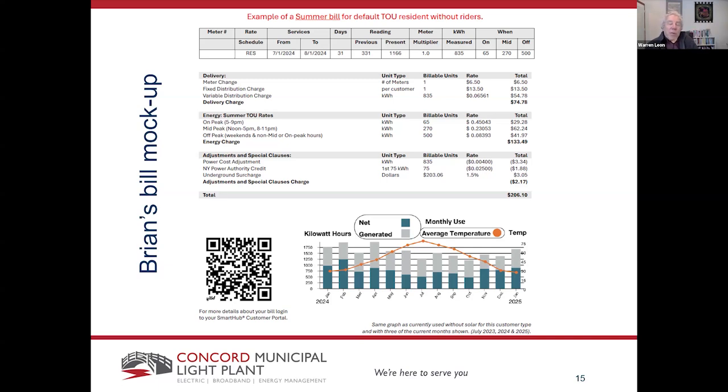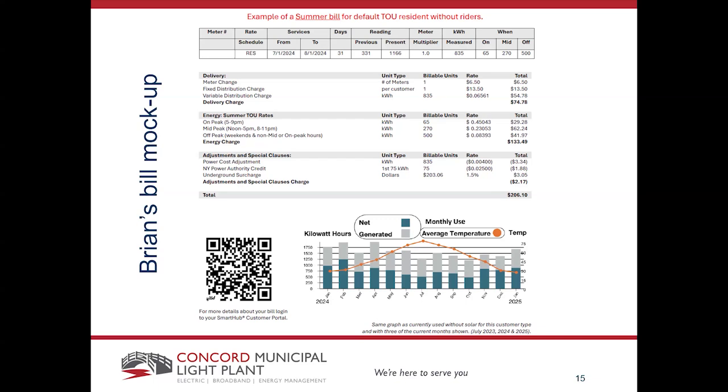So I think those are the two alternatives. My preference would probably be to move the variable distribution charge into the energy, but I would tend to defer to John and Brian if they feel strongly about keeping the variable up above under delivery.